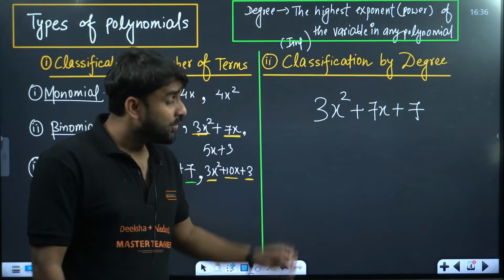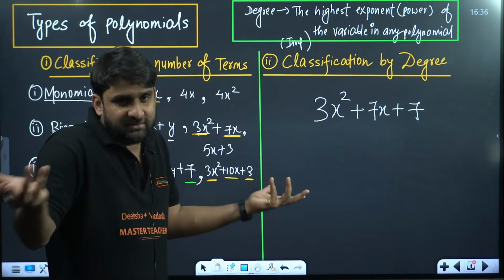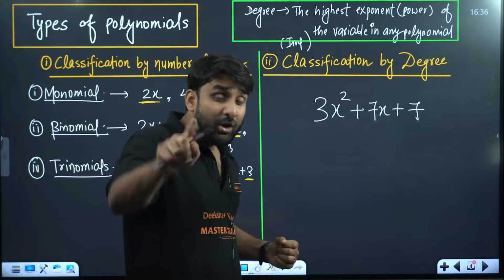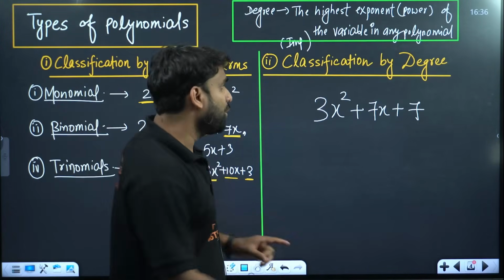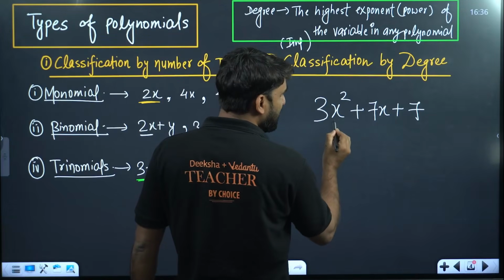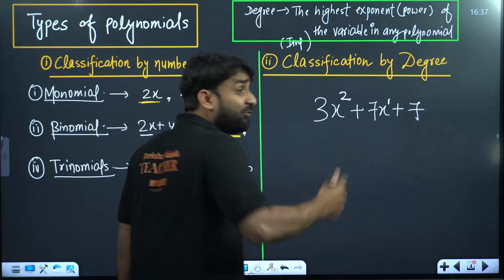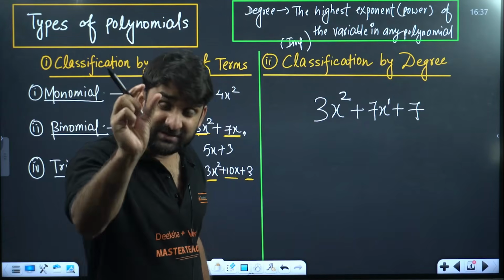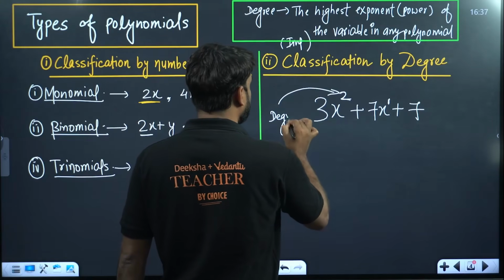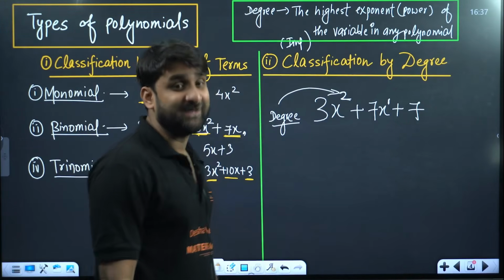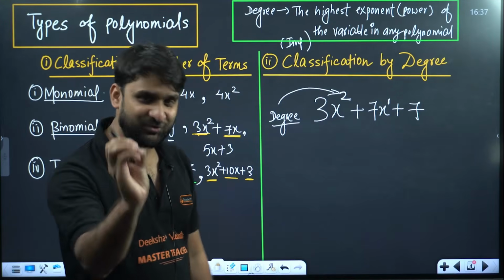Now if I ask you, what is the variable here? The variable is x. Now if I ask you, what is the highest power of the variable? Here x has power 2 and here x has power 1. Which is highest? 2 is greater. So here 2 is called the degree of this equation. And 2 will decide which polynomial this is. I'll give you that information in a little while.